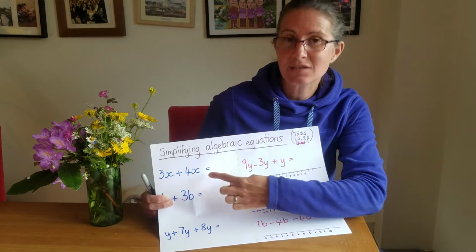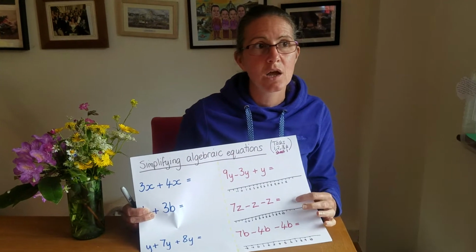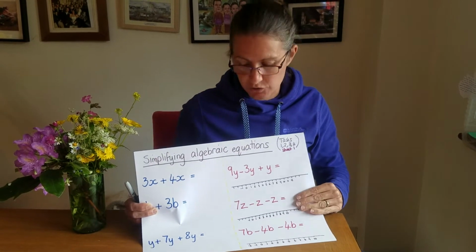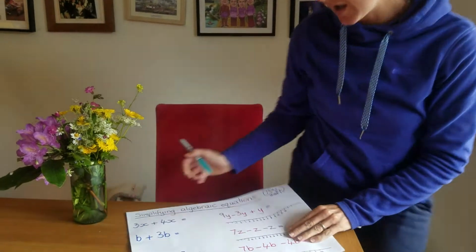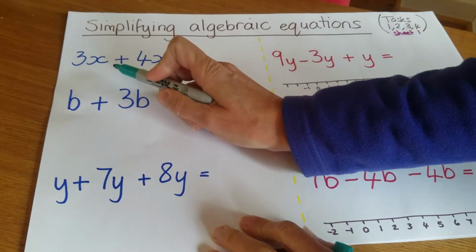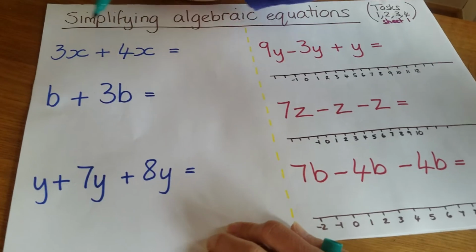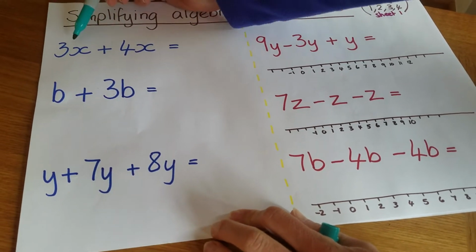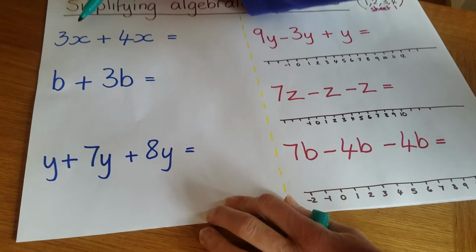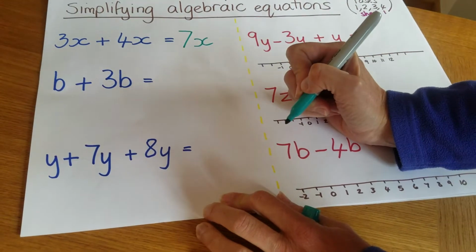If you're given something, for example, like 3x plus 4x, we simply want to simplify that and add all the x's together. So let's have a look at some questions together and note down some answers. So let's take this first one, 3x plus 4x. Yes, there's x's, but we simply want to think about these numbers. If there's 3 of something and you add 4 of the same thing, it's 3 plus 4, so it's going to be 7x. So that's our answer.